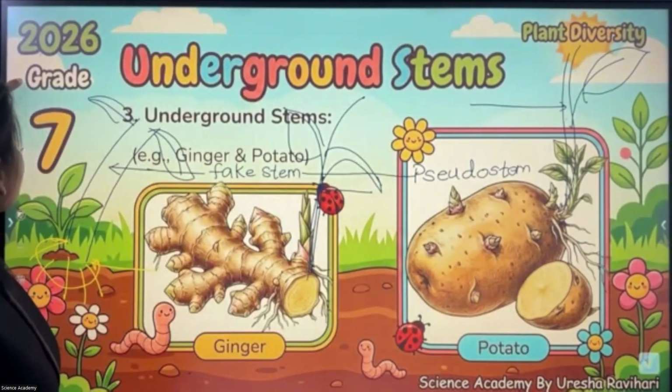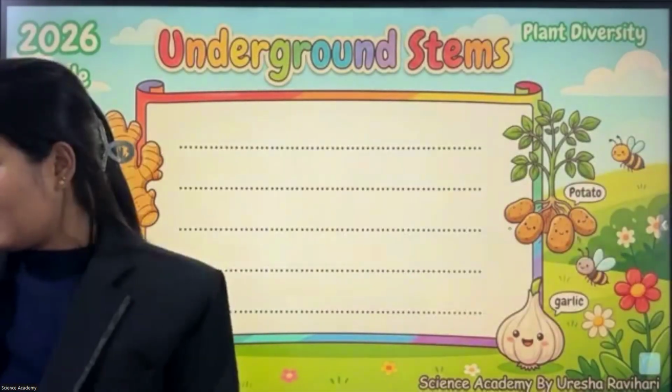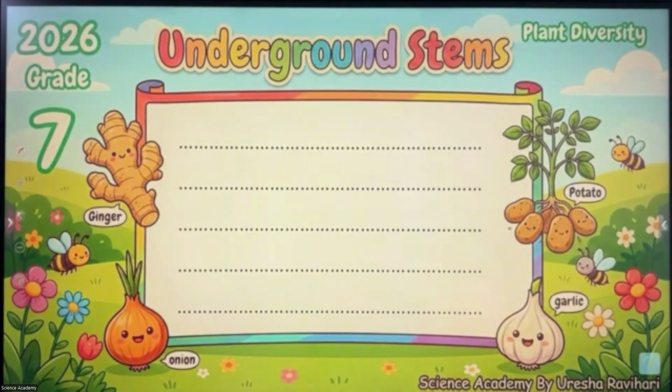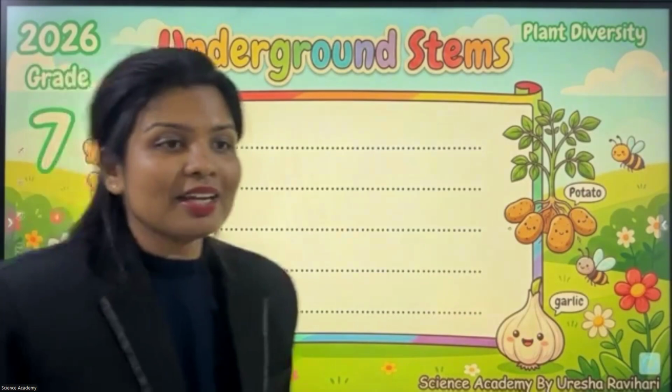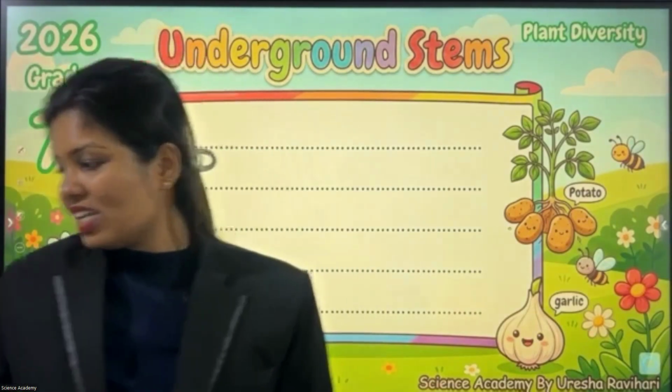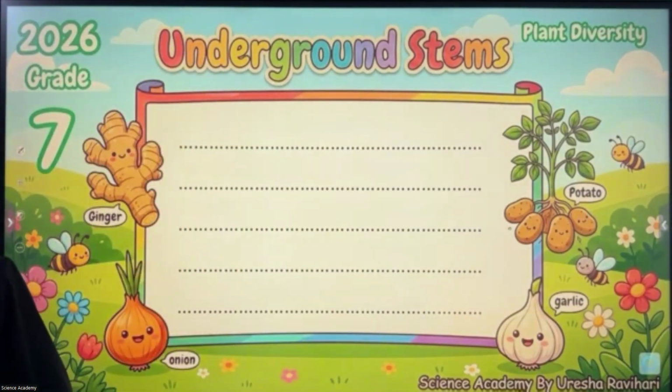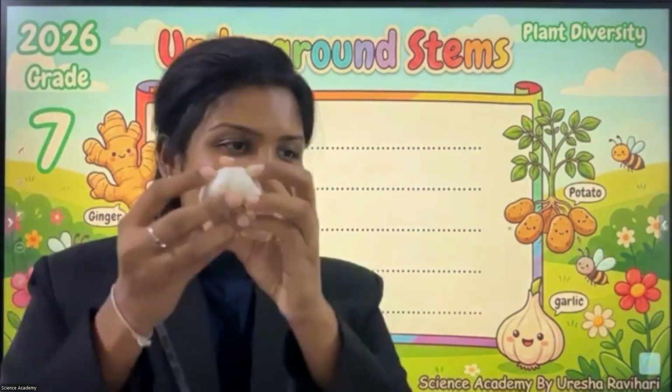Okay, welcome. Let's write down the definition. We'll write down what the functions of these underground stems are. Okay, children, I missed something. Have you seen garlic?